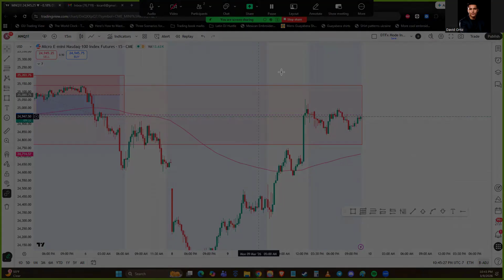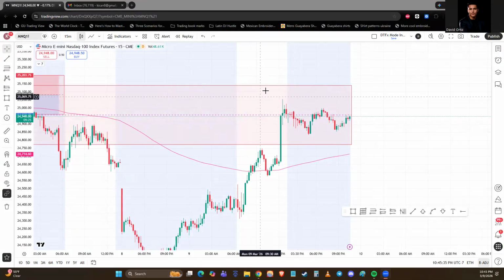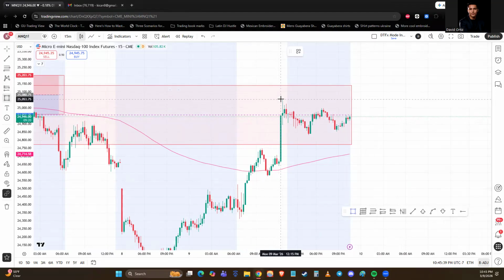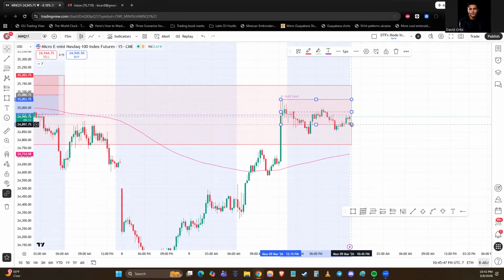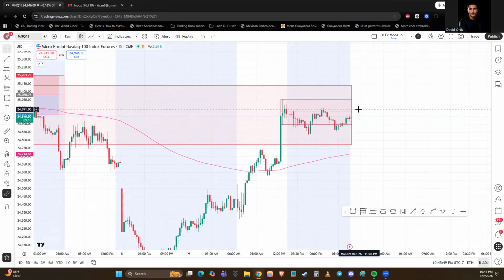I refined the box because I have enough experience here that I could see there was another box opportunity right here. And look what happened. It's like a fractal. And one of the points of the refinement is if you find a small box within a bigger box, you can take a lower risk trade.